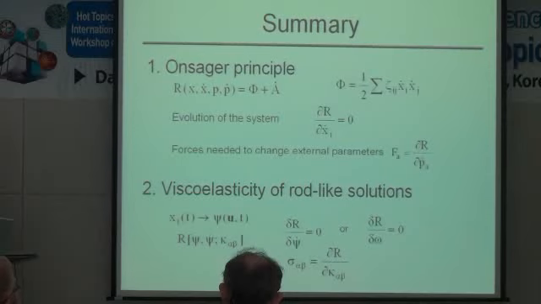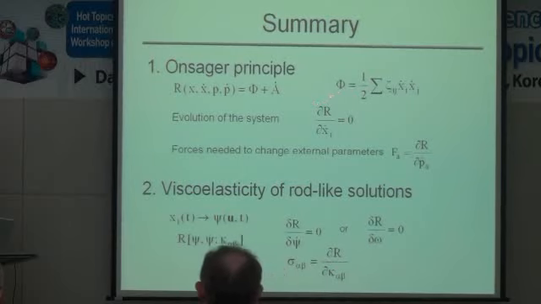So this is the summary of my talk. I talked about basically two things. One is the Onsager principle. The Onsager principle simply states that one constructs the Rayleighian, which is the sum of the energy dissipation function and the time variation of the free energy. Given this Rayleighian, we know the time evolution of the system, and we know the force needed to change the external parameters.